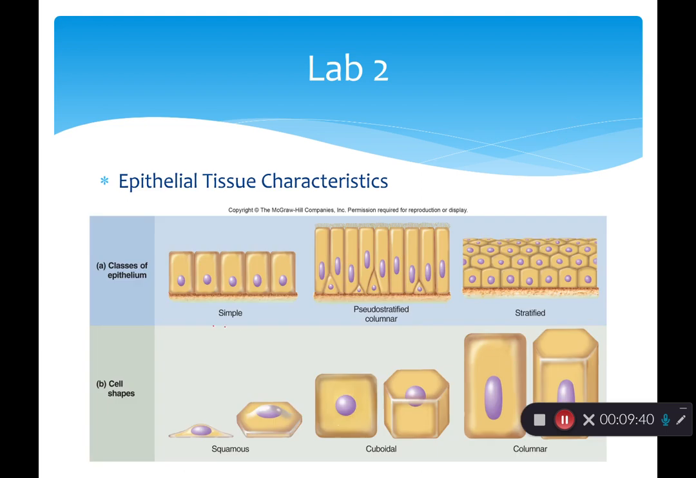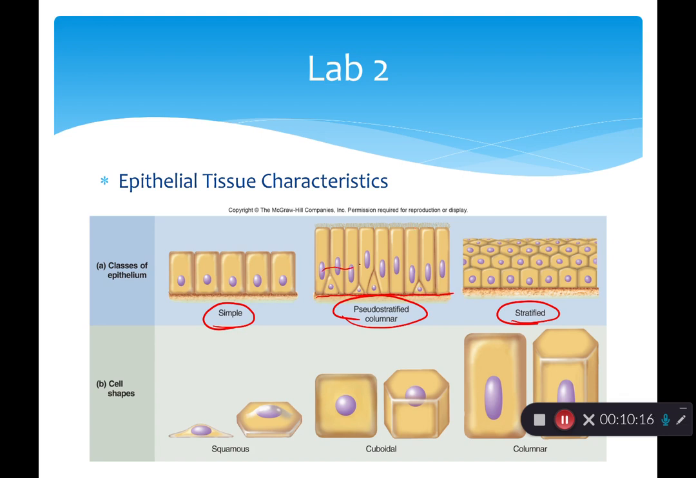So here's simple, 1 layer. Here's stratified, multiple layers. And this is like a stratified cuboidal, which does exist, but we aren't going to look at it. We're going to talk about stratified squamous only. This is pseudo-stratified. Basically, every cell touches the basement membrane. You can see that down here. Every cell is touching this basement membrane, but not every cell reaches the apical surface.